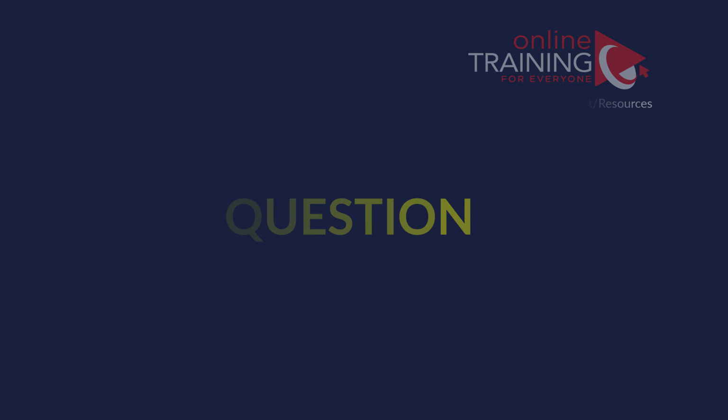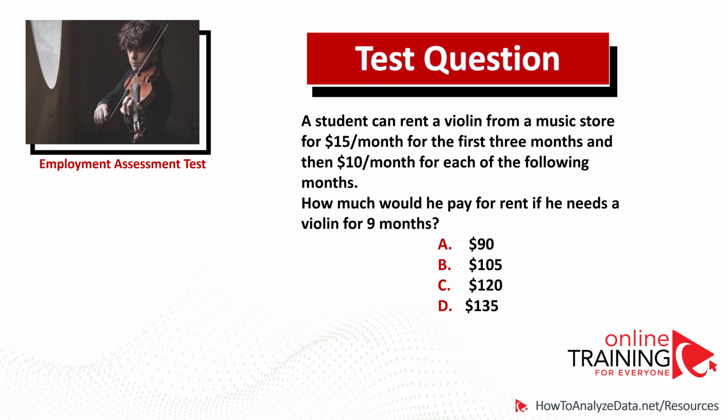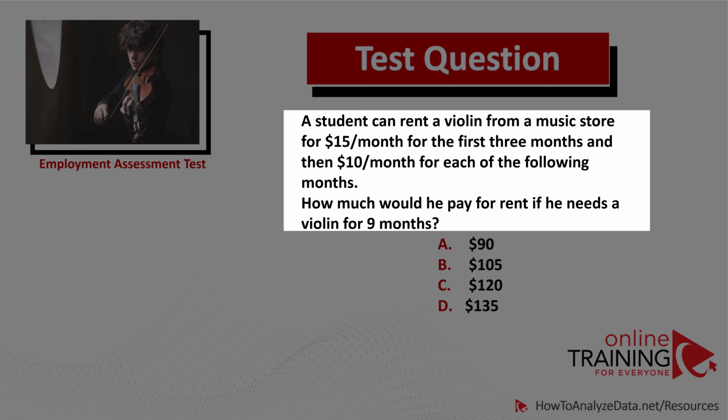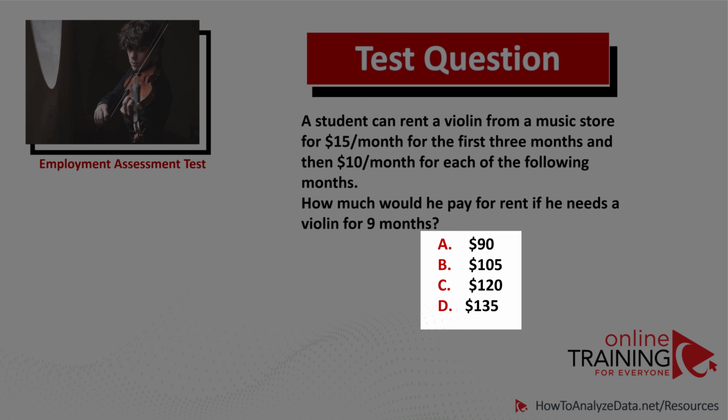Let's look at the interesting question you might see as part of employment assessment test. A student can rent a violin from a music store for $15 a month for the first 3 months, and then $10 a month for each of the following months. How much would he pay for rent if he needs a violin for 9 months? And you have 4 choices: $90, $105, $120, and $135.